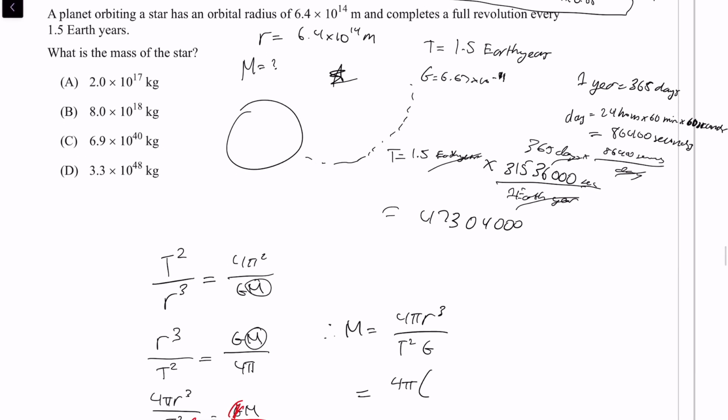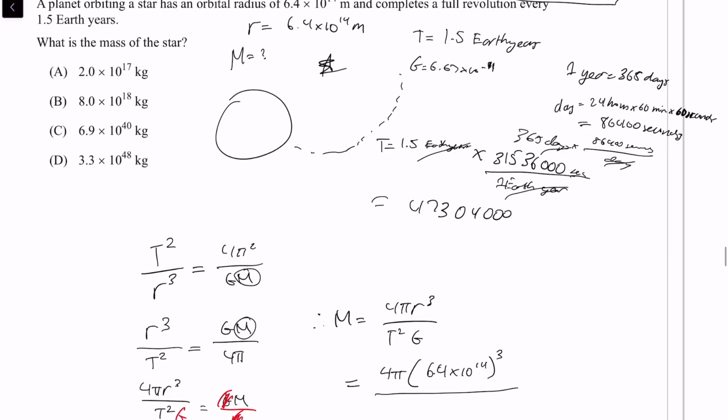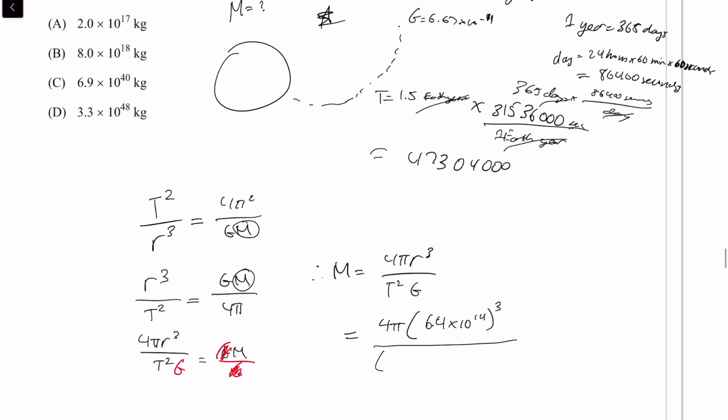So the orbital radius is 6.4 times 10 to the 14. I'm cubing that. A lot of the time people forget the cubed or the squared or mix them around. You make sure you're getting that really correct. And again, SI units for time is always going to be seconds.